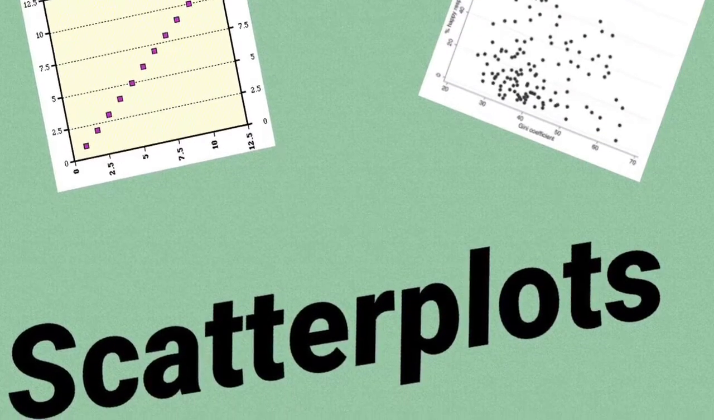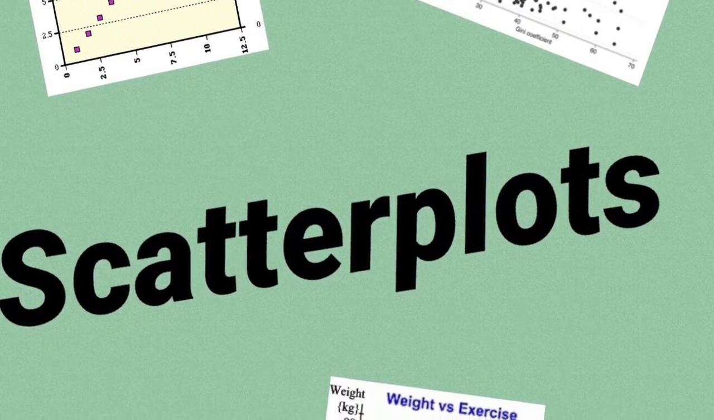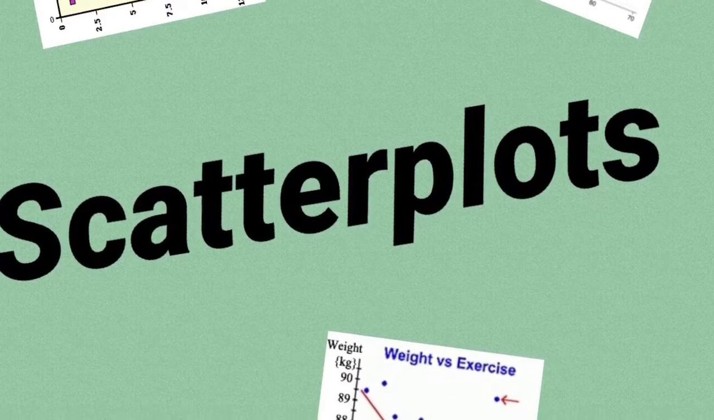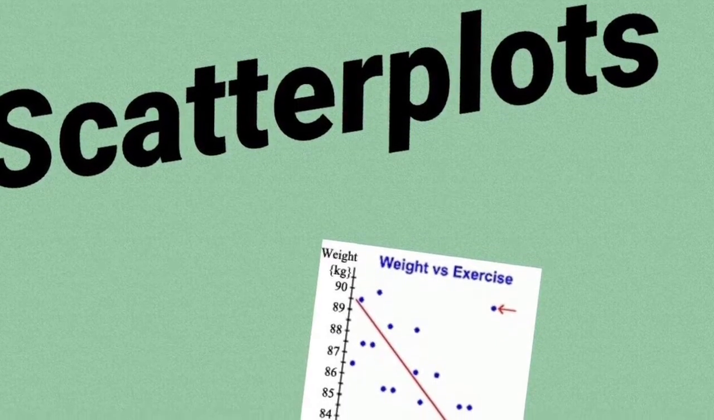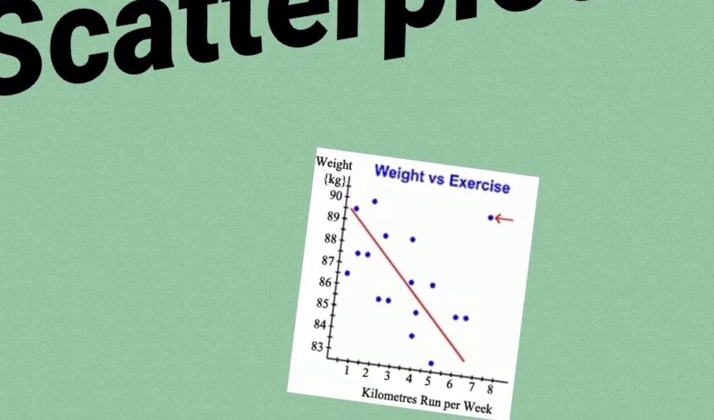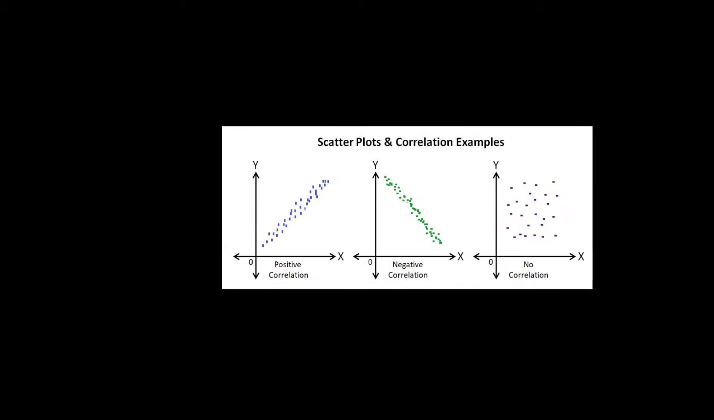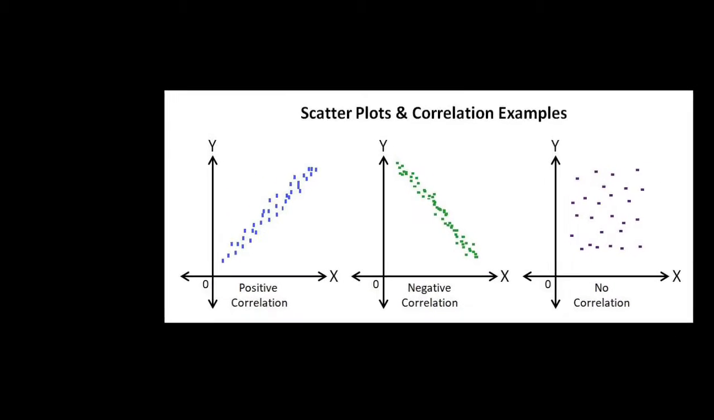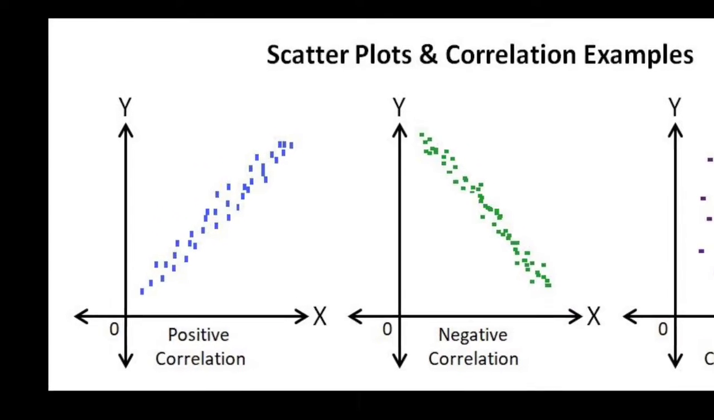I didn't want you to miss me, so here I am with your first video, and this will be on scatterplots. We will look at identifying the type of correlation, as well as creating your own scatterplot. The first thing we'll look at are the types of correlation. So scatterplots can have a positive correlation, a negative correlation, or no correlation.